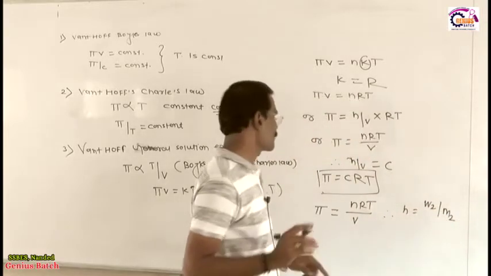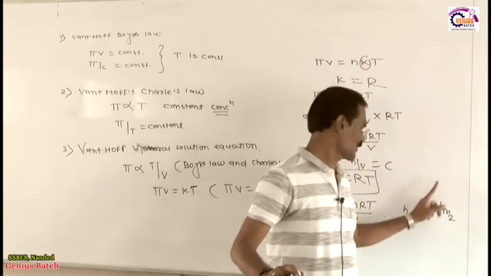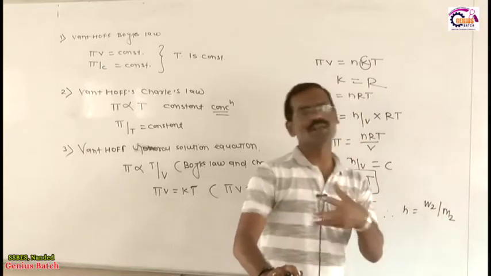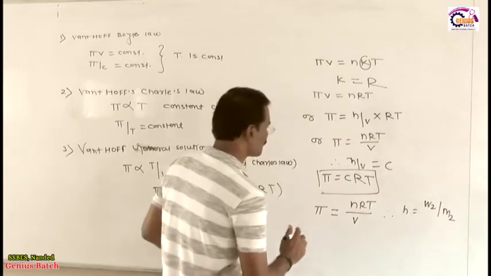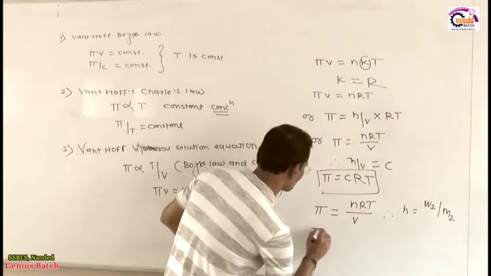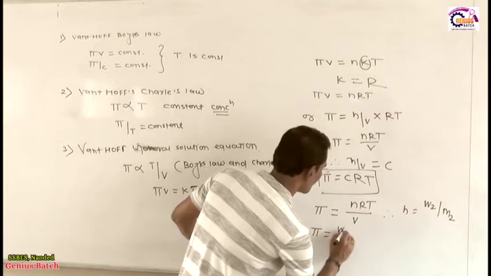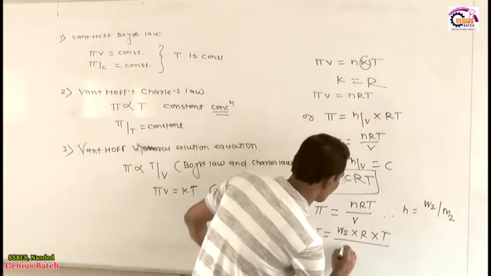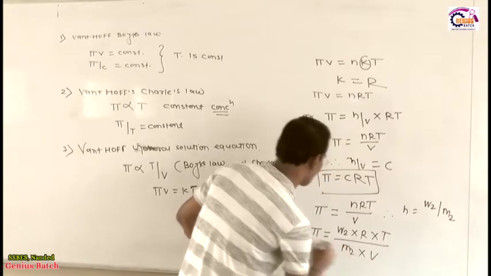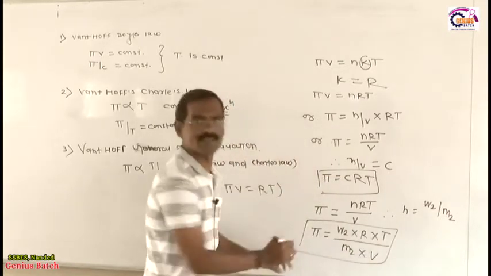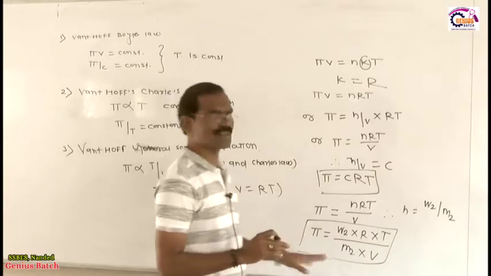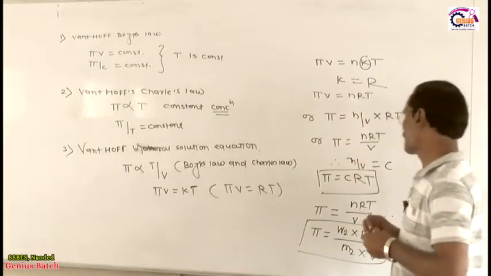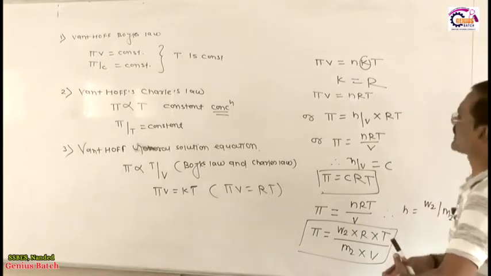What is the meaning of W2? W2 means mass of solute. M2 means molar mass of solute. By using this relation we calculate the number of moles of solute. Therefore, the equation becomes π is equal to W2 into R into T divided by M2 into V. So my dear friends, this is the equation by which we successfully calculate the osmotic pressure of a solution. As per my idea, you don't have any problem with this.